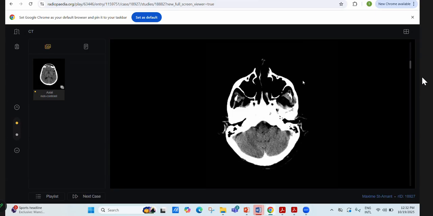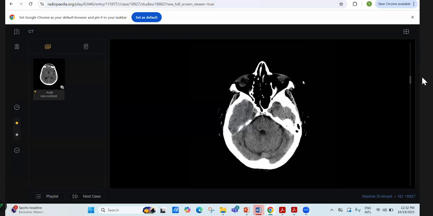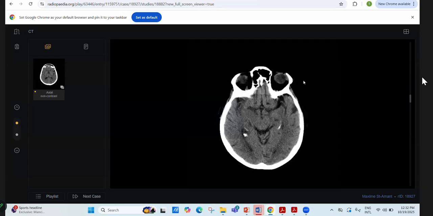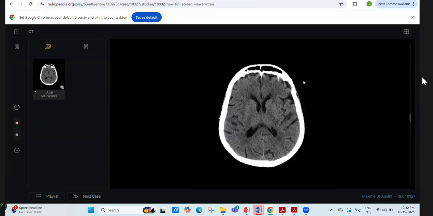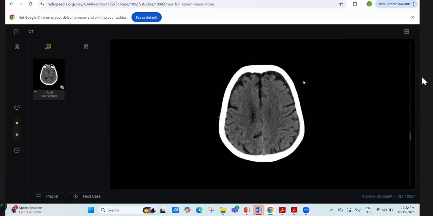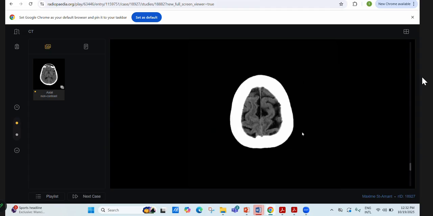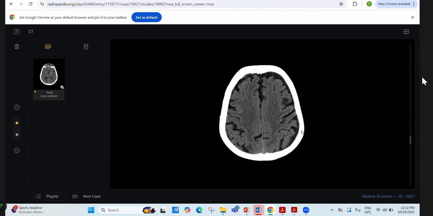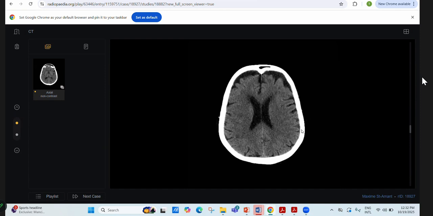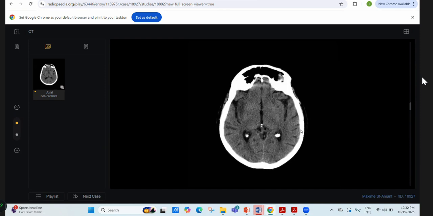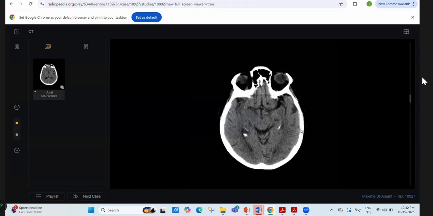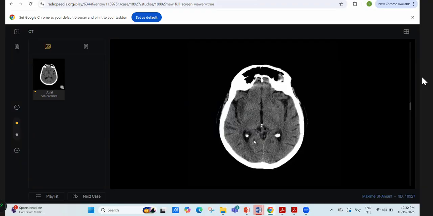Okay, so I've been presented with a CT brain, axial plane. First of all, I'm going through the images before describing them. I could not find any hemorrhage in the supratentorial or infratentorial region. There is an area of low density which is involving the right insular ribbon.